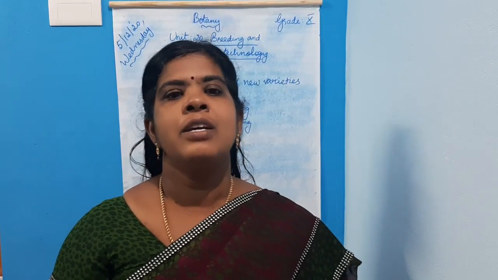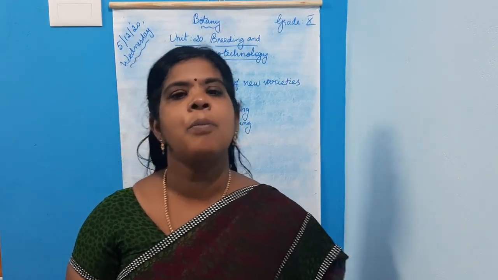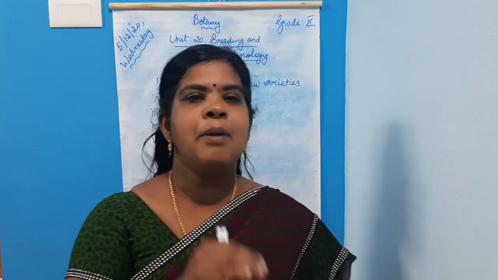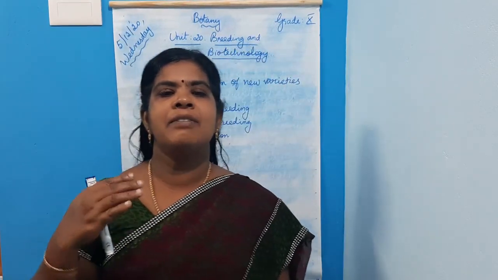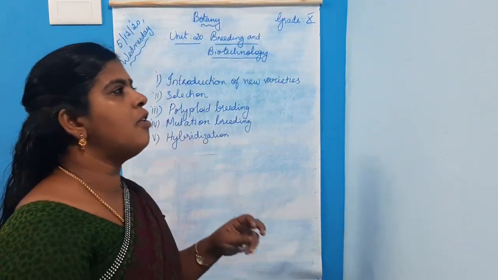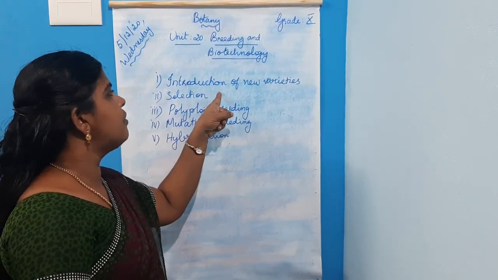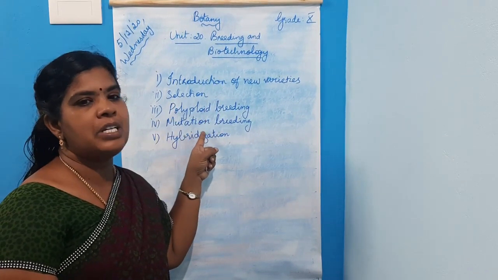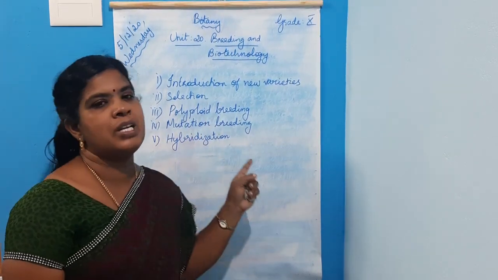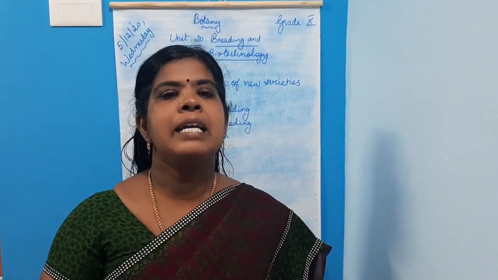Okay, children. Today we are going to learn about methods of plant breeding for crop improvement. Our aim is to increase the crop yield. The methods of plant breeding to develop high yield varieties are introduction of new varieties, selection, polyploidy breeding, mutation breeding and hybridization. These are the methods of plant breeding to develop high yield varieties.